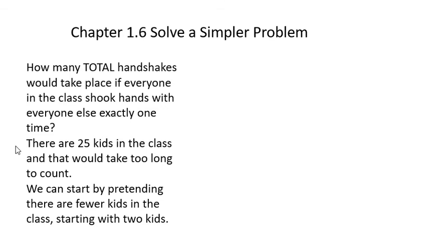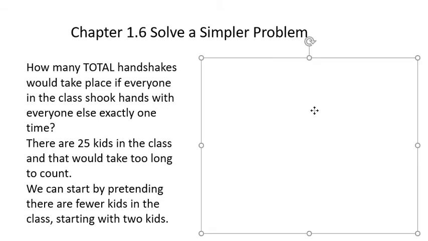So child A shaking hands with child B, C, D, E, F, G, all the way down to the 25th child. That's a lot of kids. We have to count each and every one of those and make sure we are organized enough to keep exactly one handshake. Well, that's a bit difficult. So we're going to start by pretending there are fewer kids in the class, starting with 2 kids.